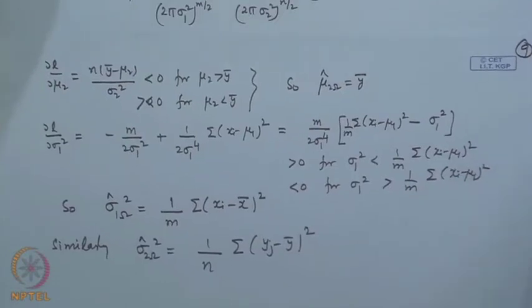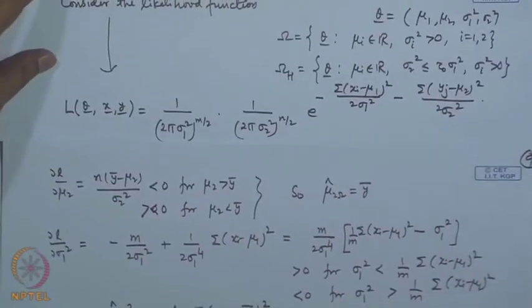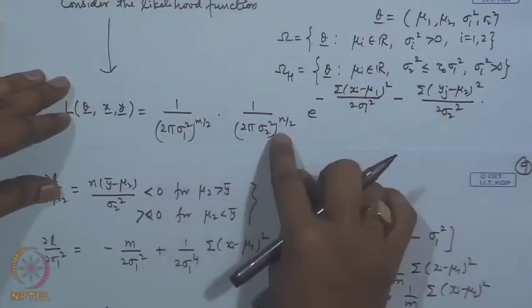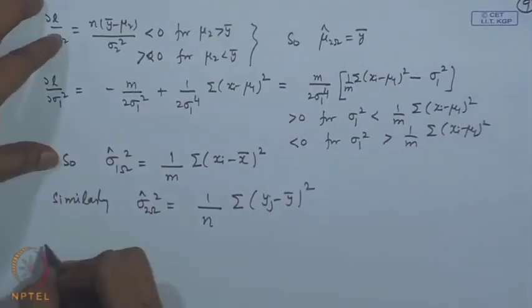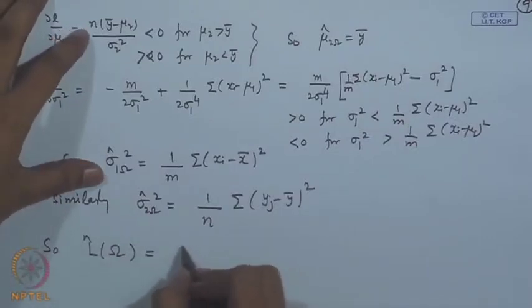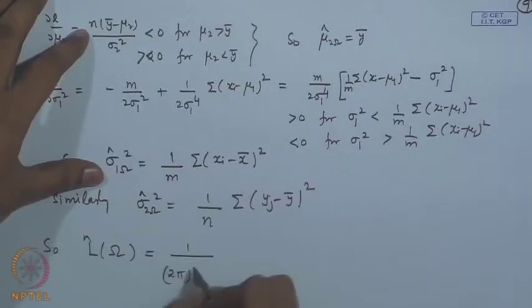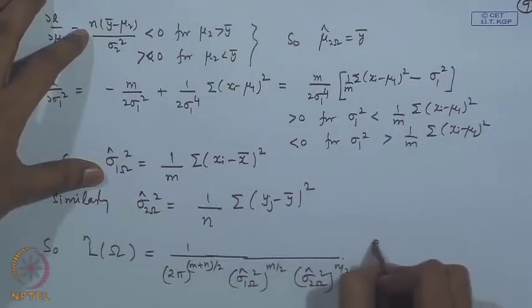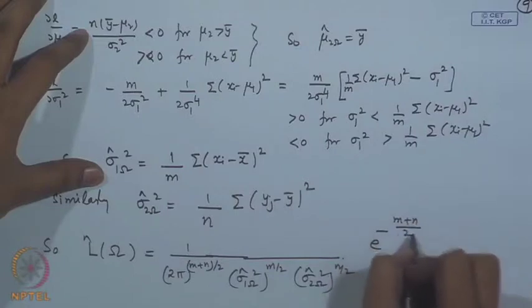Now, these values I substitute in the likelihood function. In this likelihood function, if I substitute the maximizing values, I get L hat omega, that becomes equal to 1 by 2 pi to the power m plus n by 2, sigma 1 omega hat square to the power m by 2, sigma 2 omega hat square to the power n by 2, e to the power minus m plus n by 2.